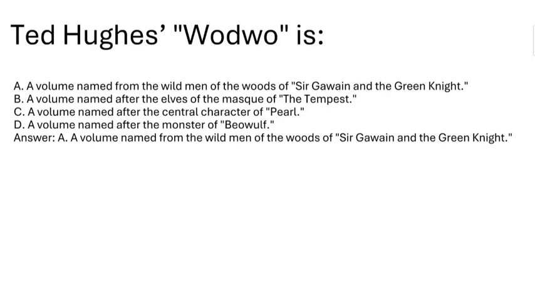Option B, a volume named after the elves of the Masque of the Tempest. The Tempest features magical spirits, but Wodwo has no connection to the elves or masque from the play. It is not linked to Shakespeare's work in this way. Option C, a volume named after the central character of Pearl. Pearl is a medieval poem, but Ted Hughes' Wodwo is not named after any character from it. Wodwo draws more from mythic and nature-based themes rather than specific medieval characters. Option D, a volume named after the monster of Beowulf. Beowulf has a monster, Grendel, but Wodwo is not connected to this character. The collection has a more direct link to the wild, untamed figures in nature as seen in Sir Gawain and the Green Knight.